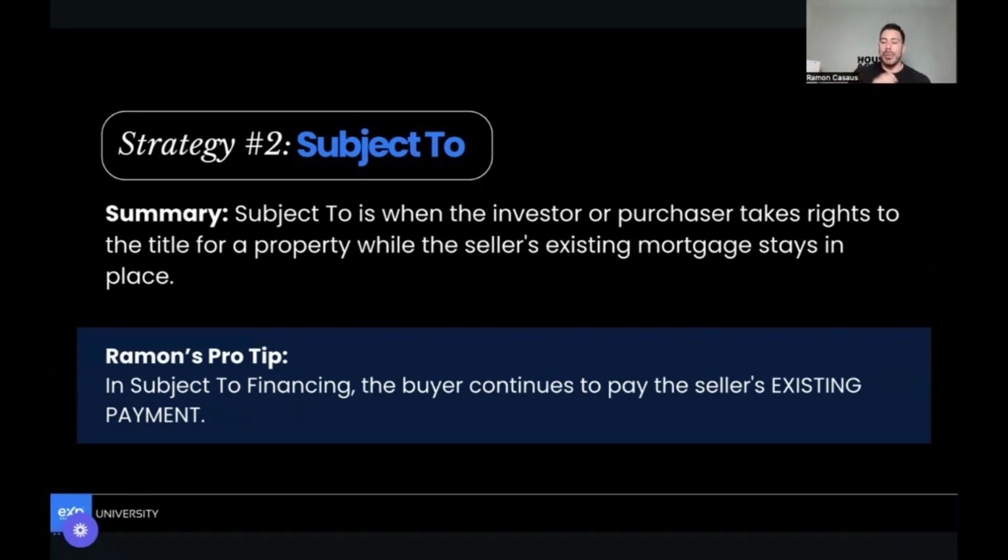If you remember, when we were talking about seller financing, we said an easy way to remember seller finance is that you create a new payment. Buyer and seller come together to create a new payment. All the terms are negotiated, which creates the new payment. But in subject to financing, the buyer continues to pay the seller's existing payment. So seller finance is new payment. Subject to is existing payment. Easy way to remember and not get these two twisted.